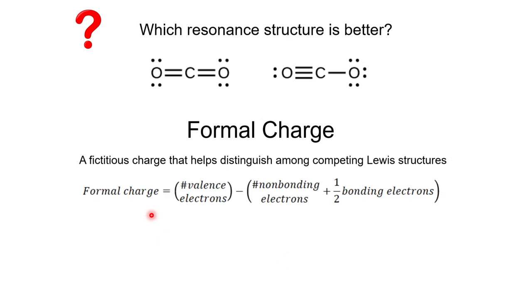In order to calculate this, you get the formal charge by starting with the number of valence electrons and subtracting the number of non-bonding electrons plus half of the bonding electrons. So what does that look like for our 2 carbon dioxide structures?